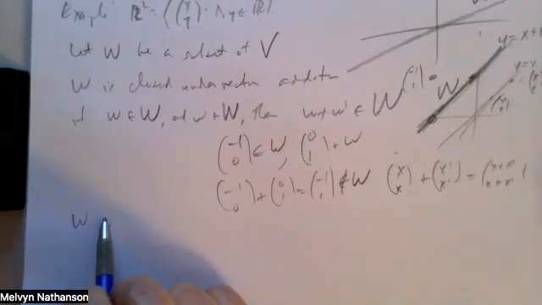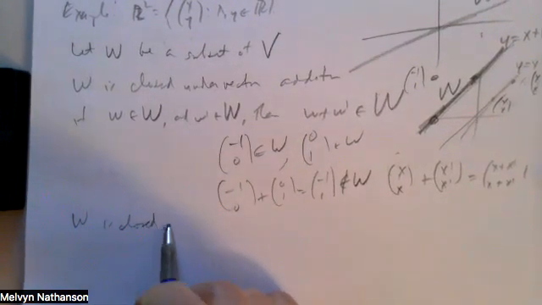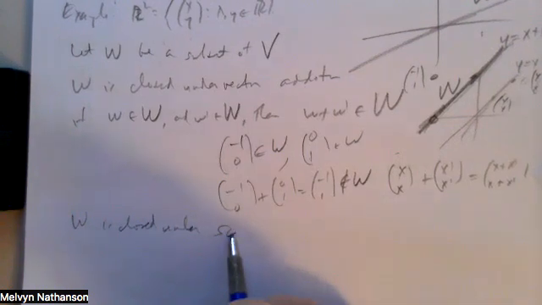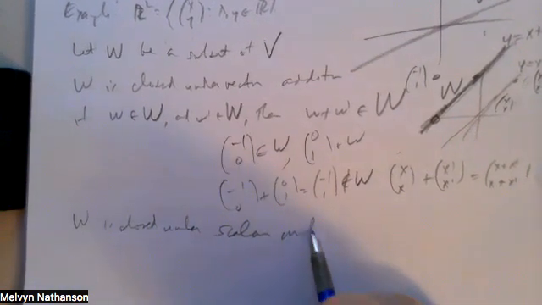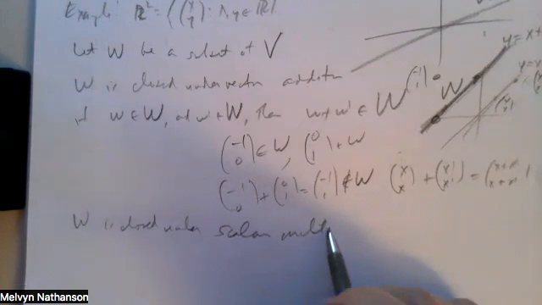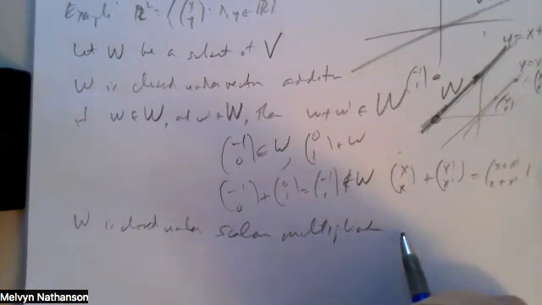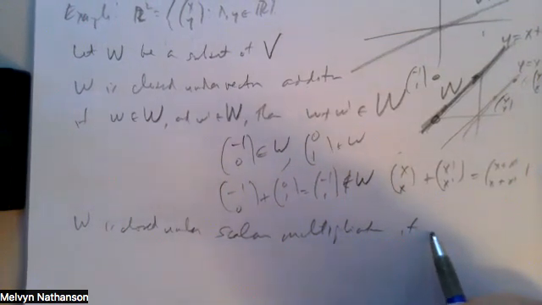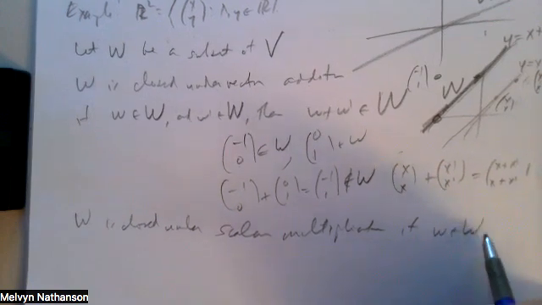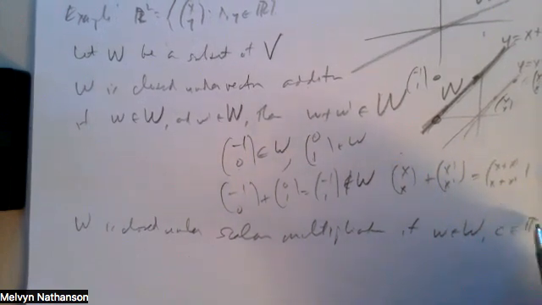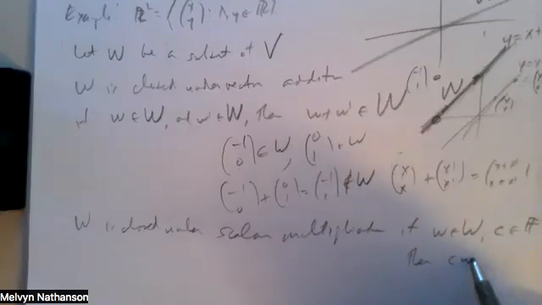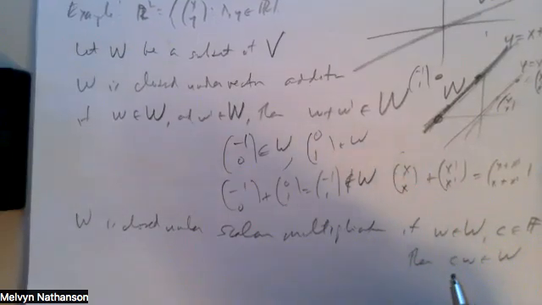We also say W is closed under scalar multiplication if whenever w is in W and c is a scalar in the field, then c times w is in W.